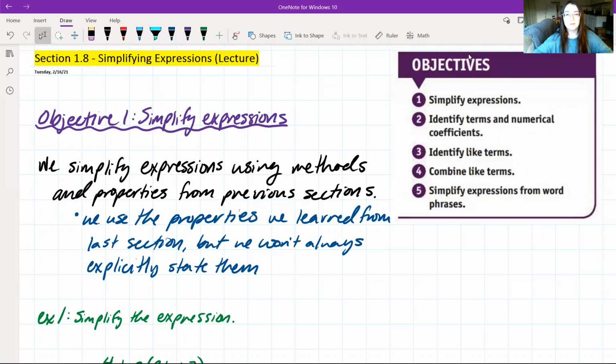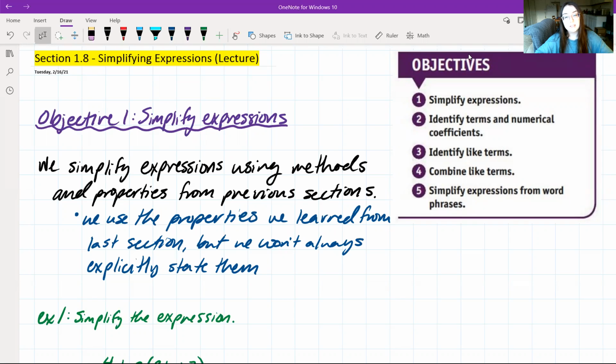All right, hello everyone. This week we're going to be going over section 1.8, 2.1, and 2.2. This is our last section from chapter 1 before we move on to chapter 2. So our last section here with chapter 1 is just simplifying expressions. And we have our objectives here. Our objectives, we have 5.